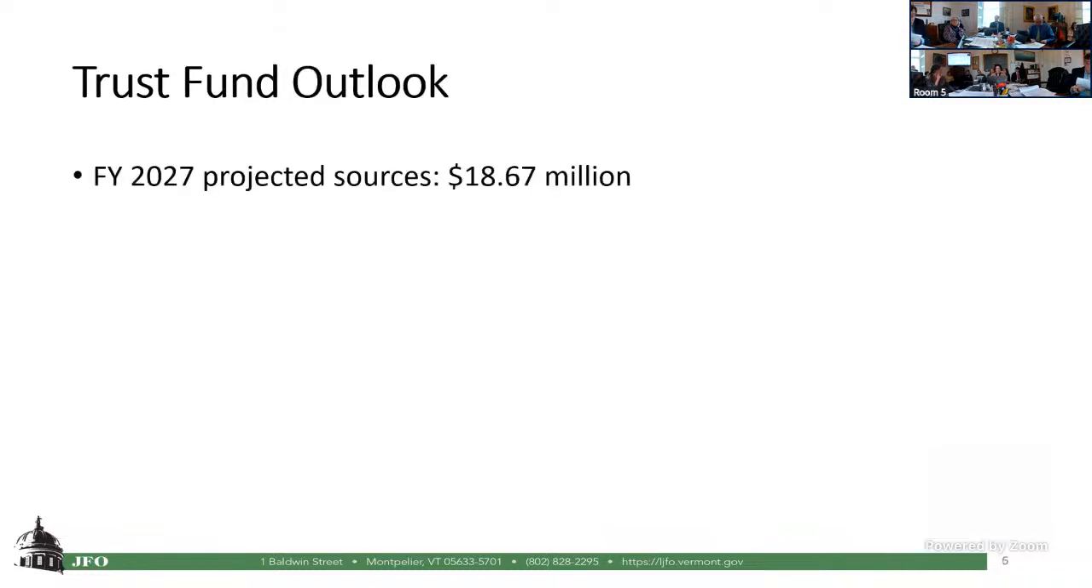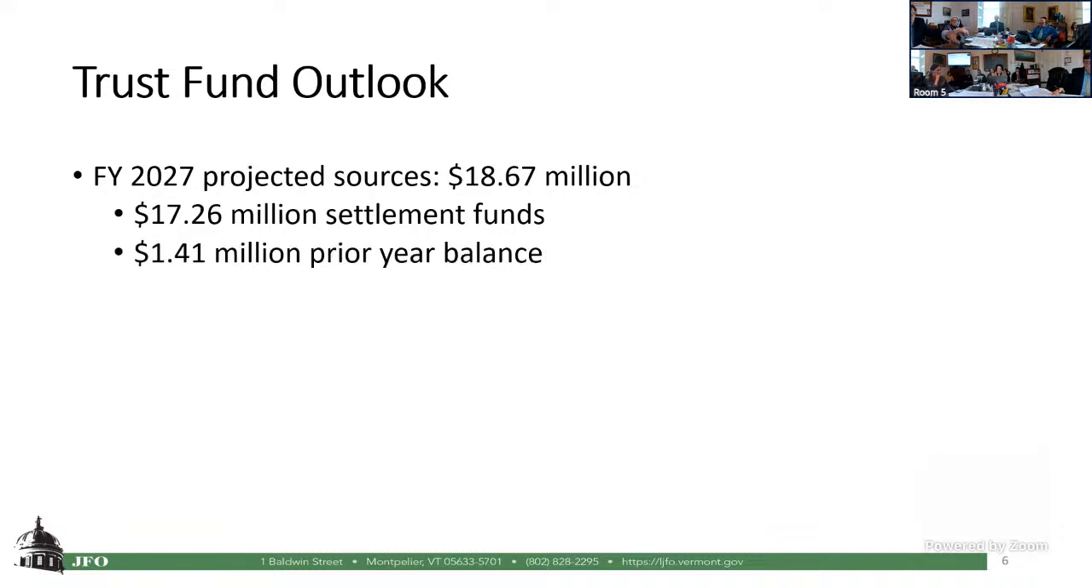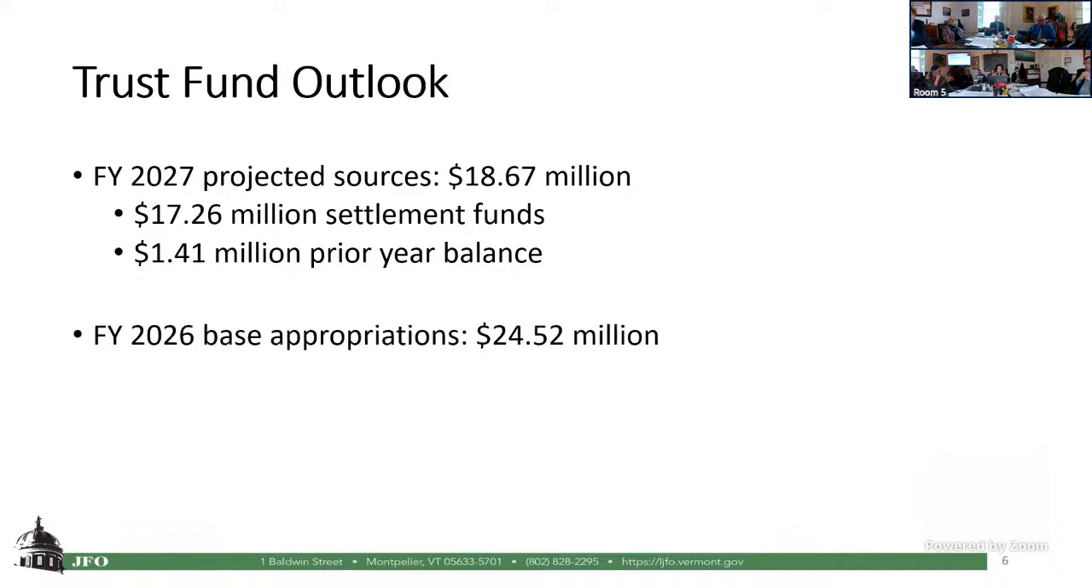The punchline, right? In FY 27, it's projected to only have $18.67 million come into the tobacco fund. $17 million of that will be settlement funds, and $1.4 million is projected to be prior year balance money as they revisit what the payments were.